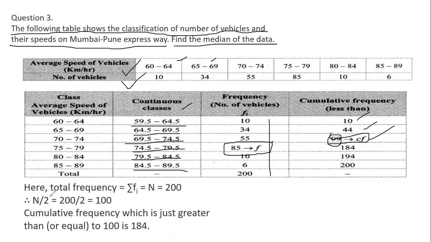Now total frequency, it is 200. So 200 divided by 2 is 100. So you get the n upon 2. Now the cumulative frequency which is just greater than 100 is 184. So now next we can see how to solve this value. We can substitute in the formula.